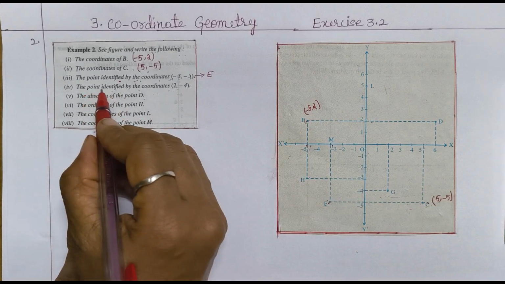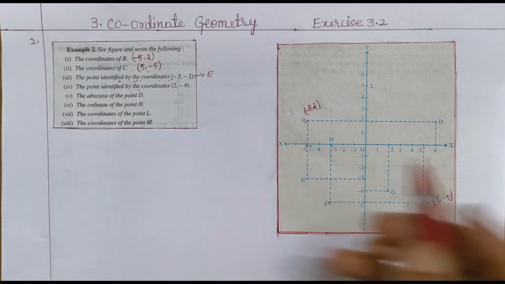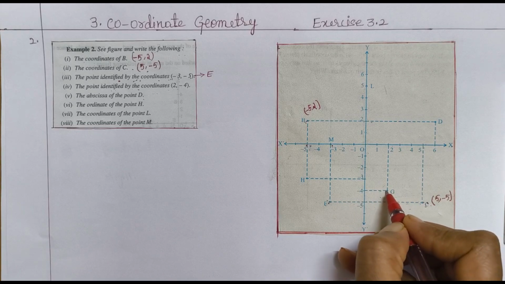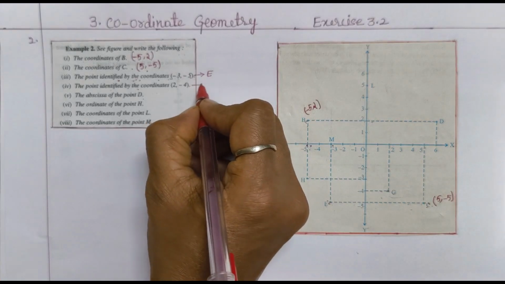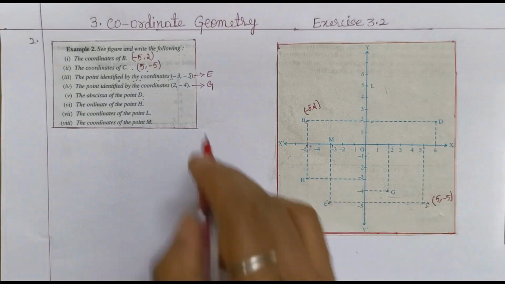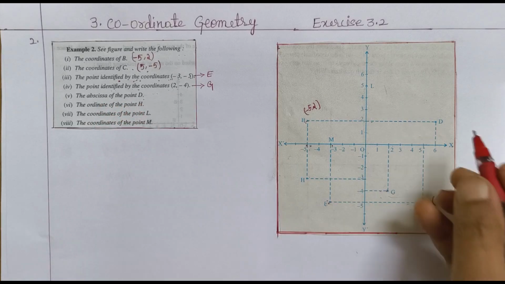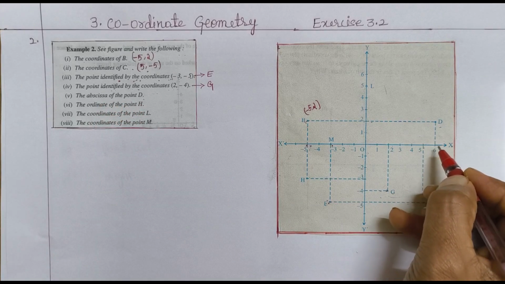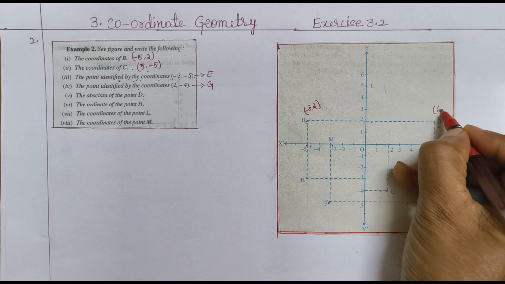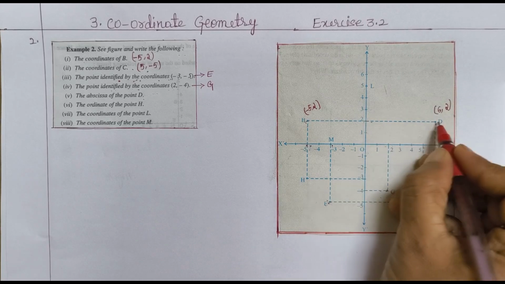This is finished. Next, the point identified by the coordinates 2, minus 4. This is the 2, this is the minus 4. This point is G. So the answer is G, you can write G. Next, the abscissa of the point D. Where is D? Here D is there. First we will write the coordinates. D coordinates, what is there? First we see the x-axis, 6. Next the y-axis, 2. X-axis 6, y-axis 2.